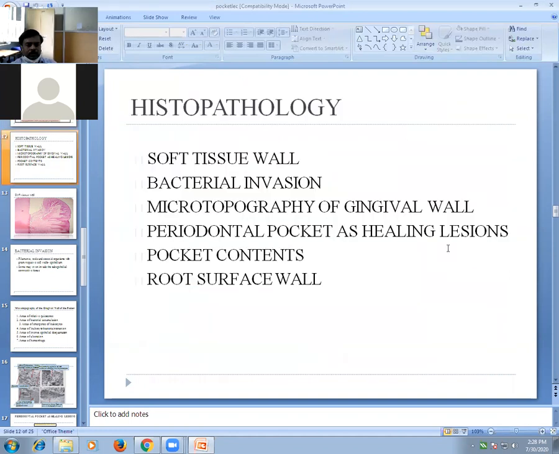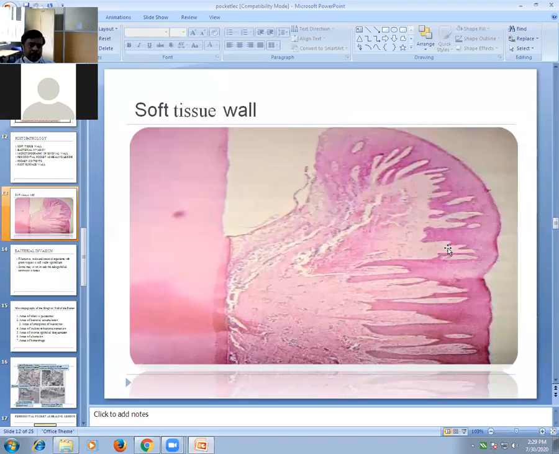Coming to histology, there are changes on the soft tissue wall, and there will be bacterial invasion. When you see the microtopography of the gingival wall, we find different types of zones. A periodontal pocket is always in a continuous healing level, so what are the contents of the pocket and what will be the changes on the root surface wall? We will discuss it one by one.